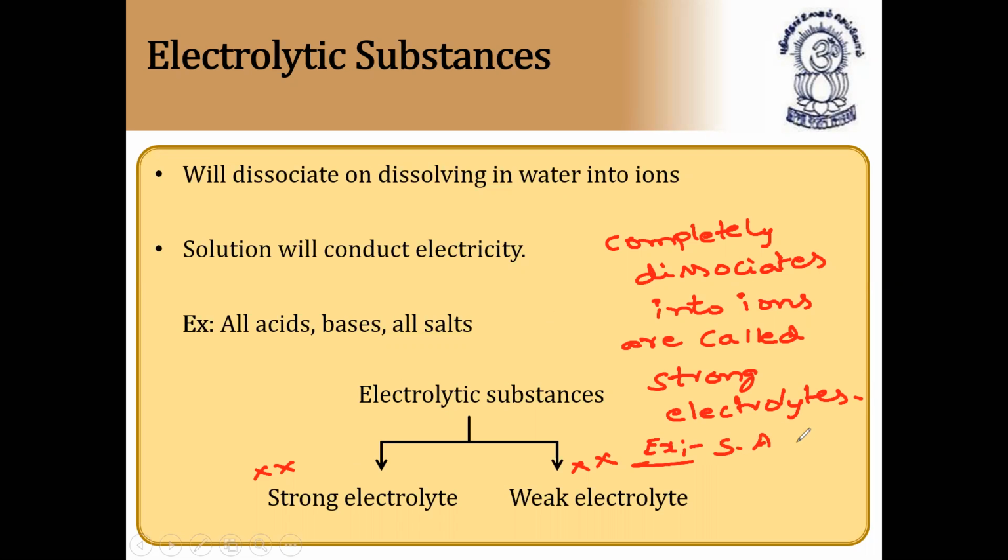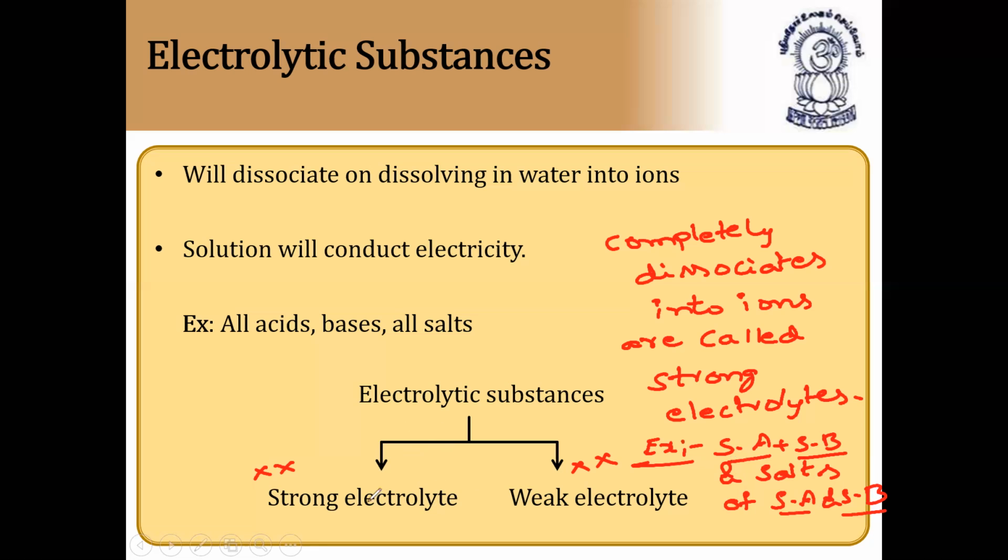Examples: strong acids, strong bases, and salts of strong acid and strong base. SA is called strong acid, SB is called strong base. Salts of strong acid and strong base are considered strong electrolytes. So the electrolytes which, when dissolved in water, completely dissociate into ions.